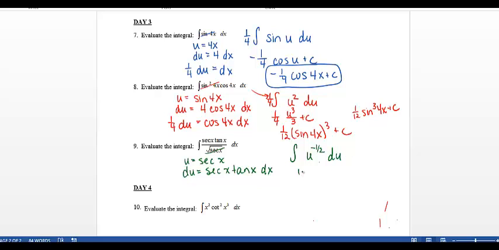When I integrate, I get u to the 1/2 over 1/2 plus c. Typically I've just been putting that reciprocal out front. I didn't on this one. So my answer ends up being 2 square root of u plus c. Now your u was secant x. This is the final answer.